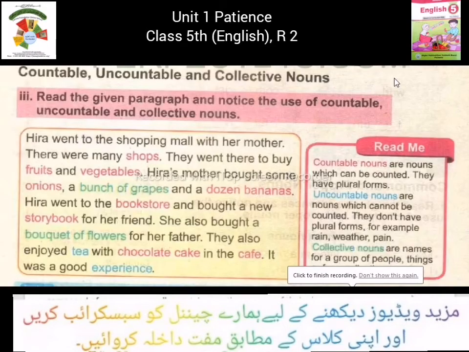Okay, countable, uncountable and collective nouns. Read the given paragraph and notice the use of countable, uncountable and collective noun. So first you should know what countable, uncountable and collective noun means. Countable nouns are nouns which can be counted. They have plural forms. Uncountable nouns are nouns which cannot be counted. They do not have plural forms. For example, rain, weather, pain. And collective nouns are names of a group, for a group of people, things, or for a collection.